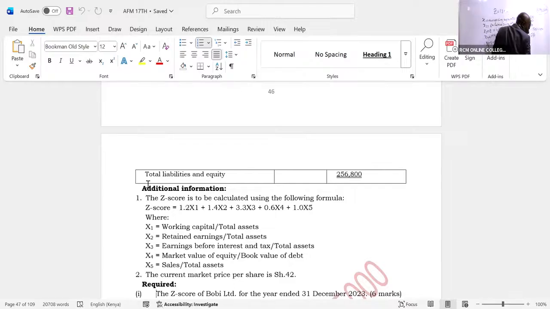plus 1.4. You can even see myself, I've never crammed it. I will never cram it. I don't want to cram it. Plus 3.3x3, plus 0.6x4 plus 1x5, or just x5, like that. So this equation is given here.